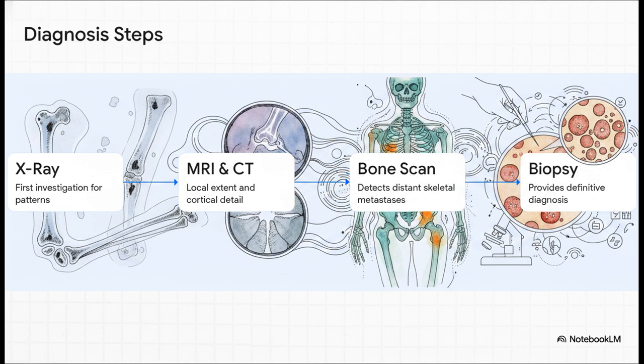Then you step up to advanced imaging. MRI is incredible for judging the local tissue extent, while a CT gives you perfect cortical bone detail. Next, you run a bone scan to hunt for distant skeletal metastases. And finally, the ultimate proof, a biopsy for definitive histopathology.